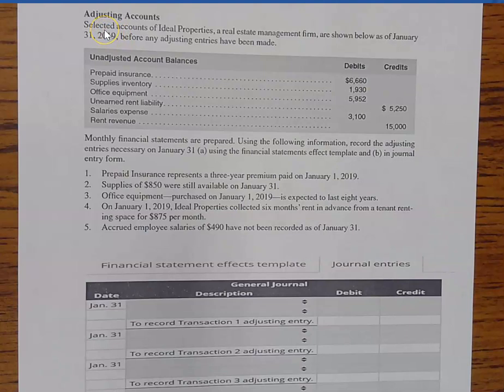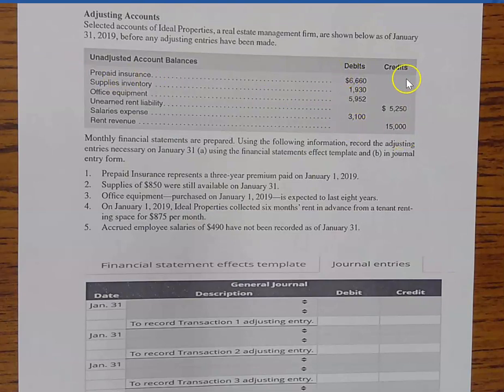It says we've got selected accounts for a company called Ideal Properties as of January the 31st, 2019. These figures are before any adjusting entries have been made. What we're going to be doing is making the adjusting entries. So we have unadjusted account balances, an unadjusted trial balance, and we're going to have an adjusted trial balance. And then we could do a few others if we wanted to.